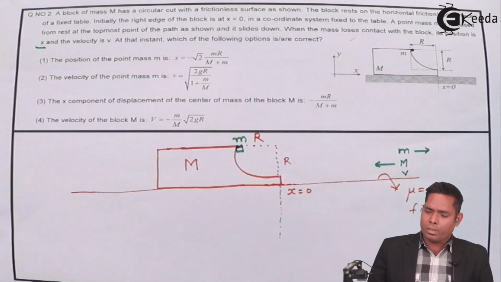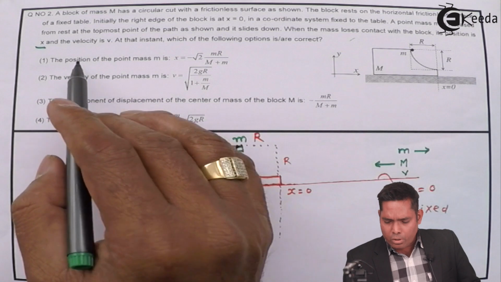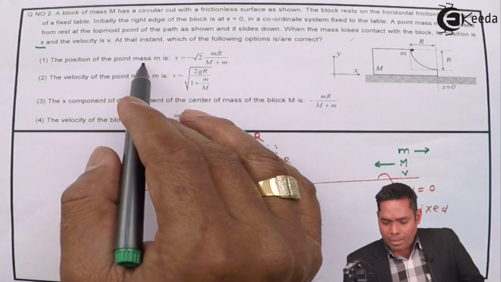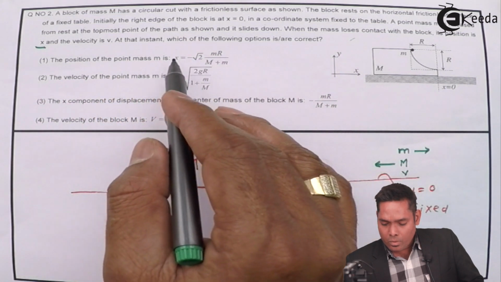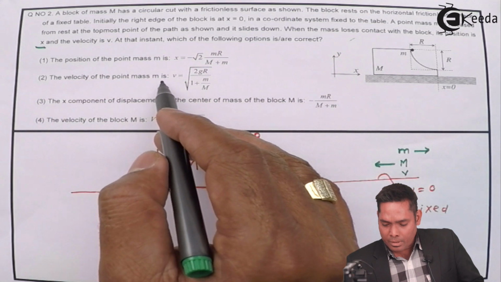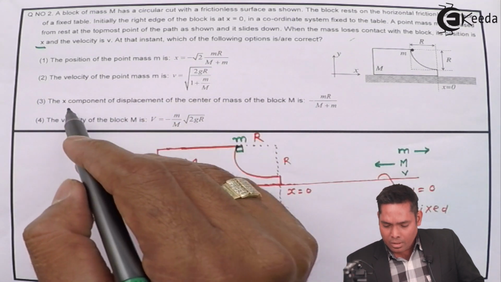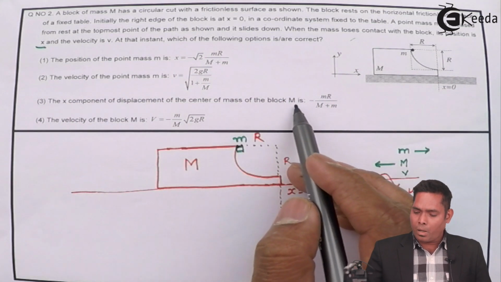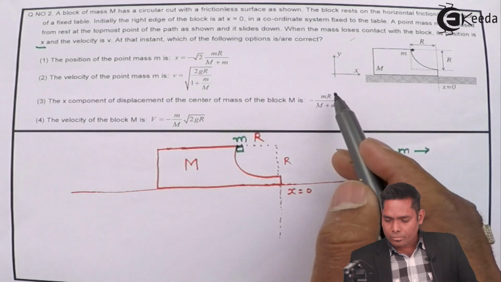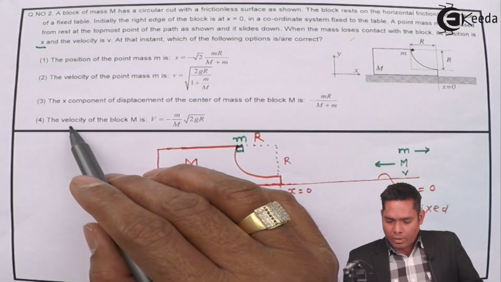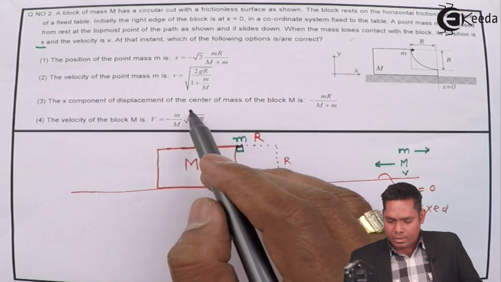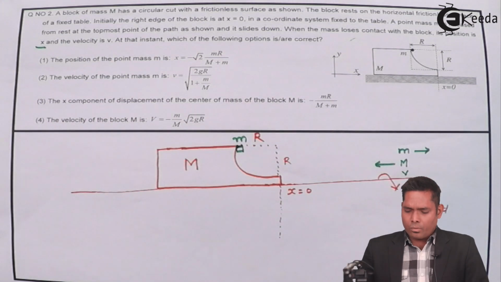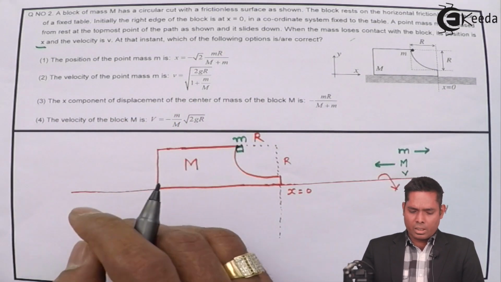At that instance, which of the following options is or are correct? So you need to find the options which are right. The position of point mass m is this. The velocity of the point mass m is this. So you have to find the velocity of the point mass. The x component of the displacement of the center of mass of the block M is this. The velocity of block M is this. So basically you have to find four things: the position, the velocity and all.